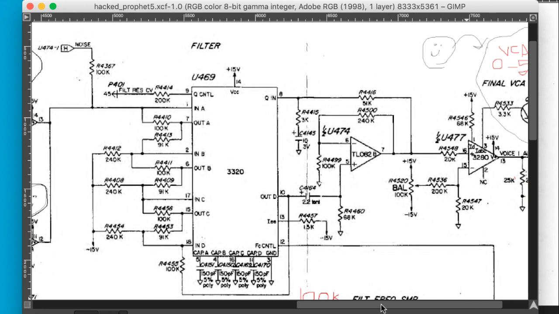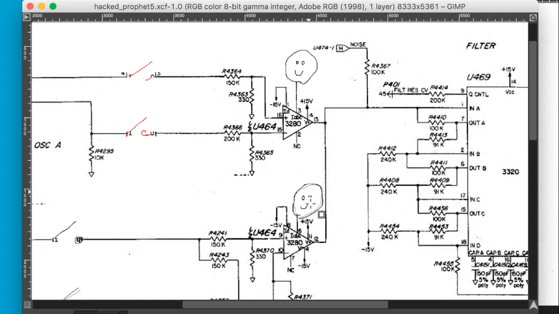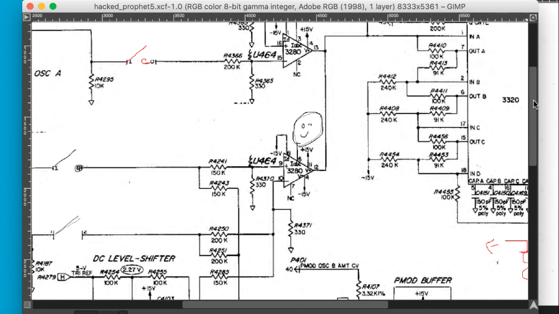But the ear is not as sensitive to volume changes, not nearly as sensitive as it is to things like pitch changes. So it's less sensitive. And we use the exponential converters here because these are acting as VCAs on an audio signal.